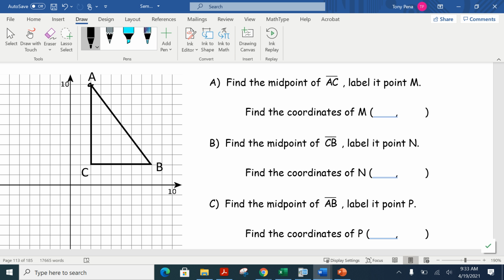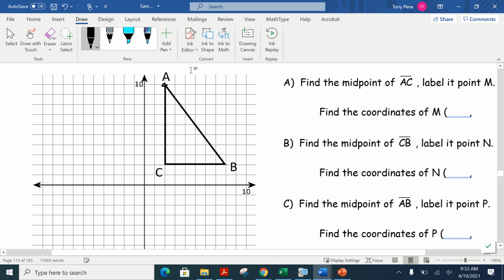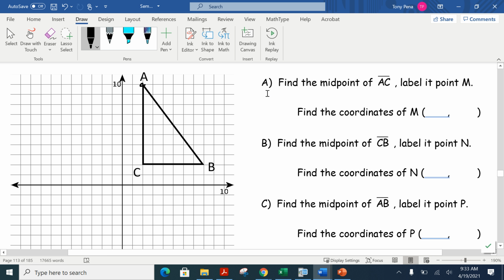And then the y coordinate. So x coordinate of 2 and a y coordinate of 10. So A has the coordinates of 2 comma 10. C, we are at x coordinate of 2, a y coordinate of 2. So this has a coordinate of 2 comma 2. And then B is 3, 4, 5, 6, 7, 8, 2.